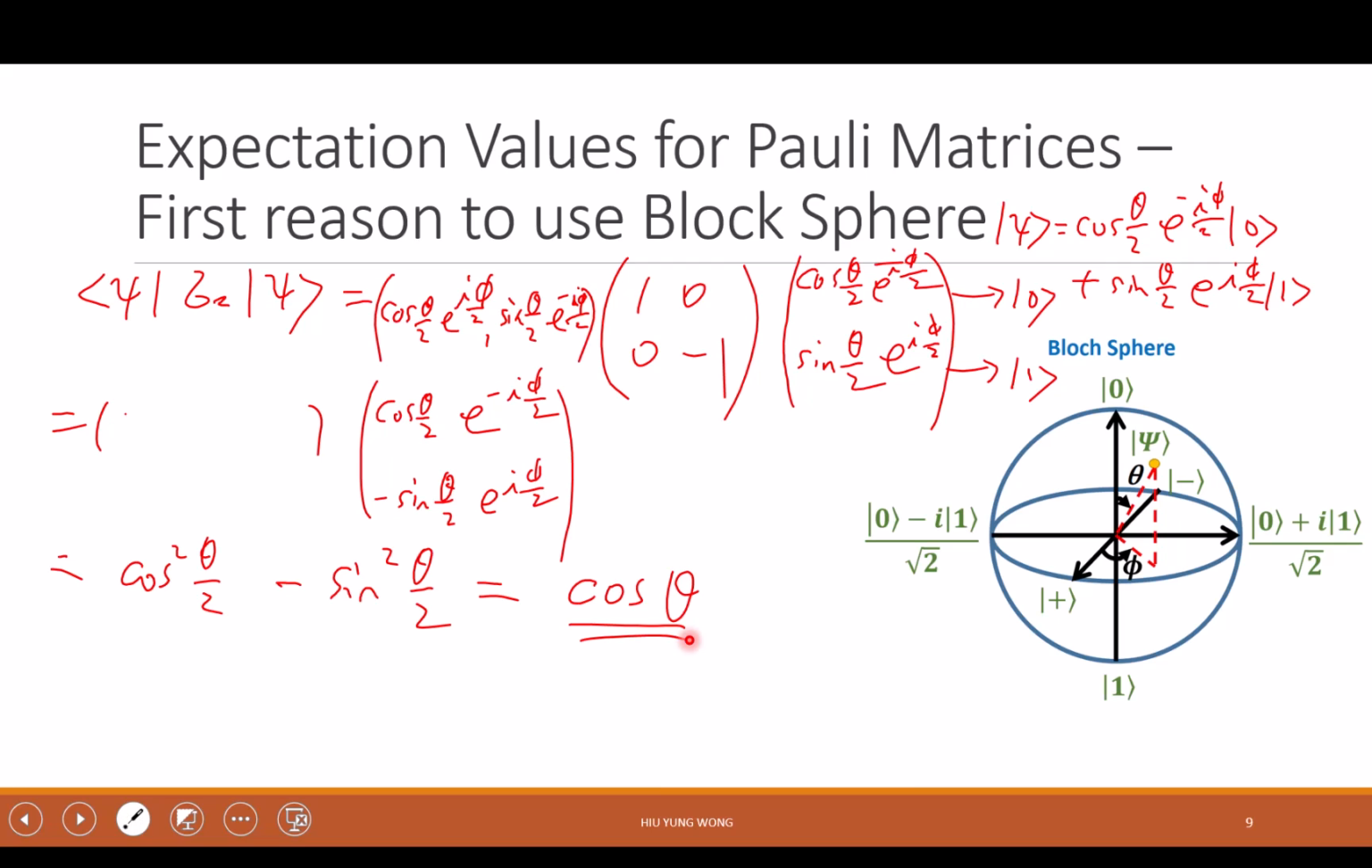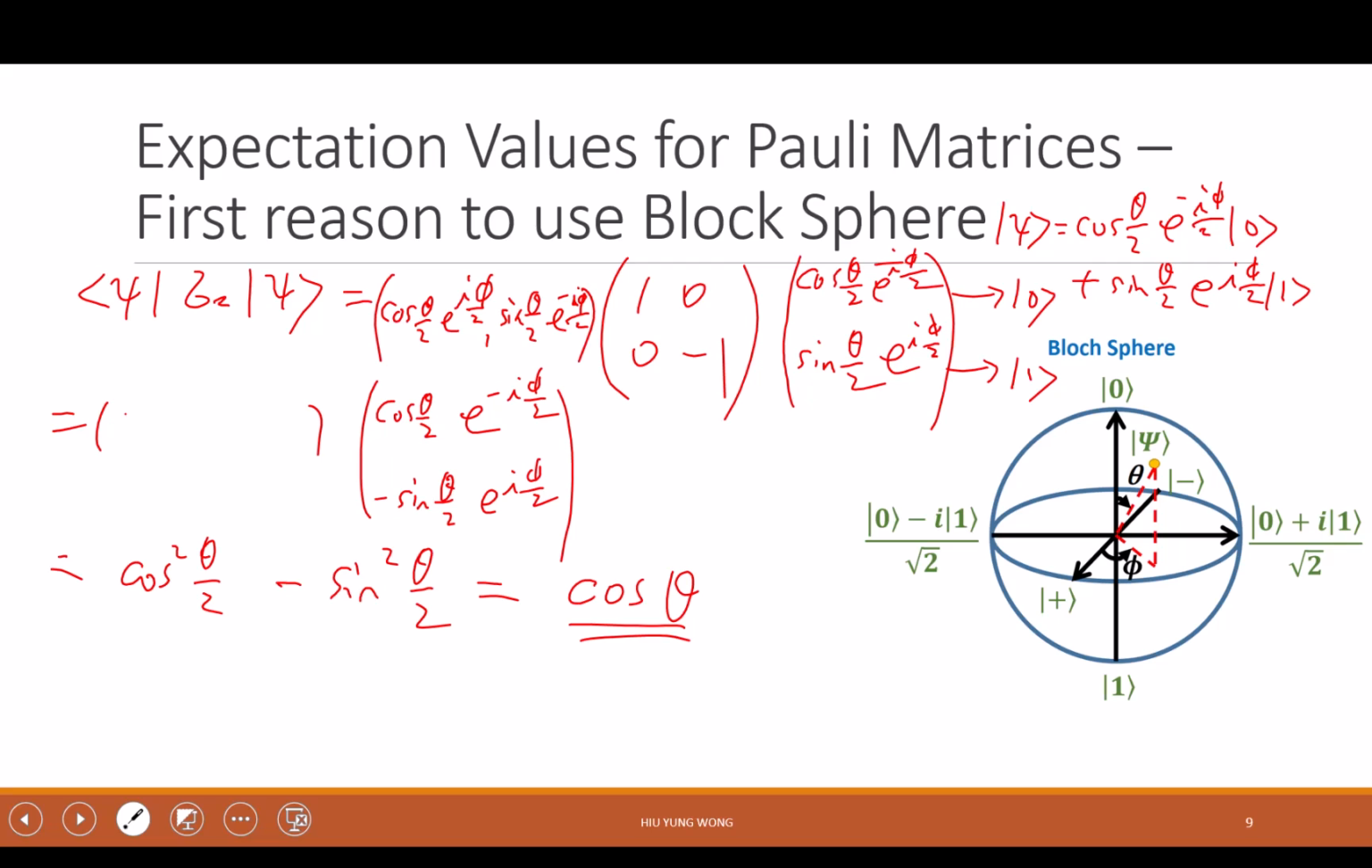Okay, so he is saying that cosine square theta turned out to be the magnitude of 0, right? Yeah. And sine square theta turned out to be the magnitude of 1, right? Yeah. Pretty good. What does the magnitude of 0 represent? The probability. So this is saying the probability of getting 0 minus the probability of getting 1, right? That makes sense. But the point is this is equal to cosine theta.